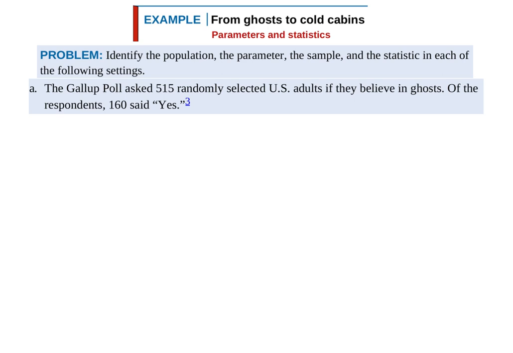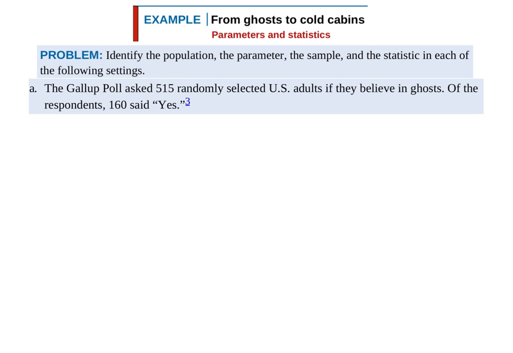So now let's identify those things using an example. Let's identify the population, parameter, sample, and statistic in this setting. We're only going to do one, so apologies if you were excited for multiple. A Gallup poll asked 515 randomly selected U.S. adults if they believe in ghosts. Of the respondents, 160 of them said yes.